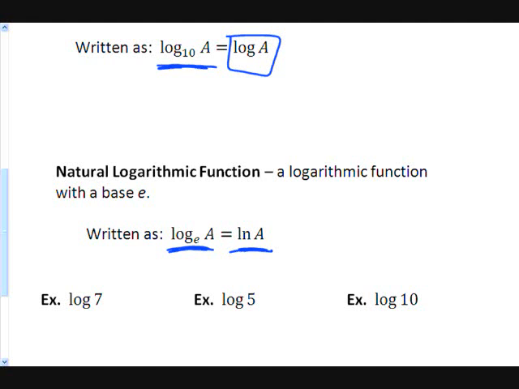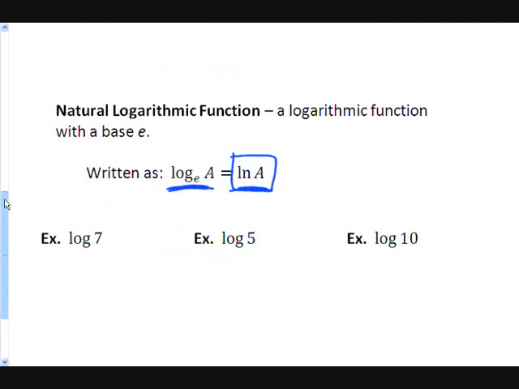And the reason it's ln instead of nl is because this comes from a different language. It comes from the Latin for natural log. And of course, in other languages, they put the adjectives and the noun in a different order. Okay, so that's why it's ln instead of nl. So again, log base e of a is written just as the natural log, ln of a.